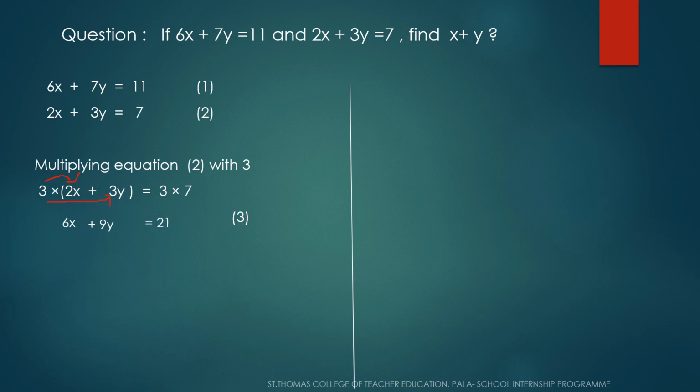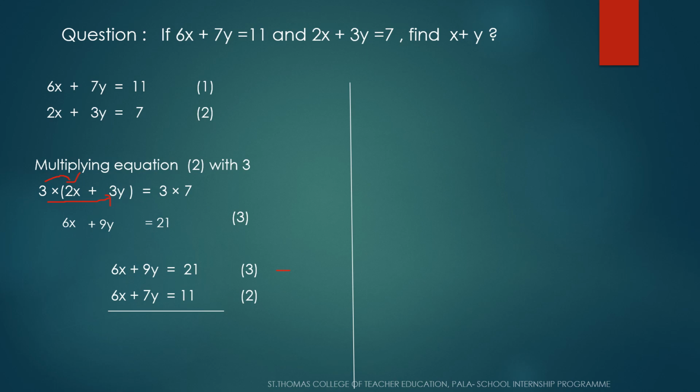Is there any change to equation 1? No. So again I am writing 6x plus 9y equal to 21 and the second equation 6x plus 7y equal to 11. Now it's your turn. Tell me what you are going to do now. Yes. We will cancel x, isn't it? By subtracting. Good. Which from which? 2 from 3. Okay.